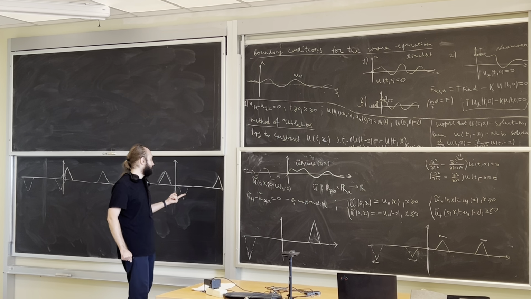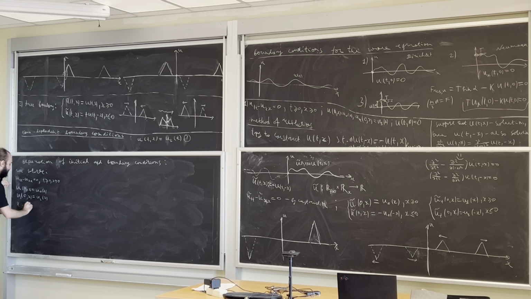So yes, I suppose that we want to solve the wave equation for t greater or equal than 0, x greater or equal than 0, and there are initial conditions: u of 0, x equals u0 of x, u_t of 0, x equals u1 of x, and u of t, 0 equals u_l of t.